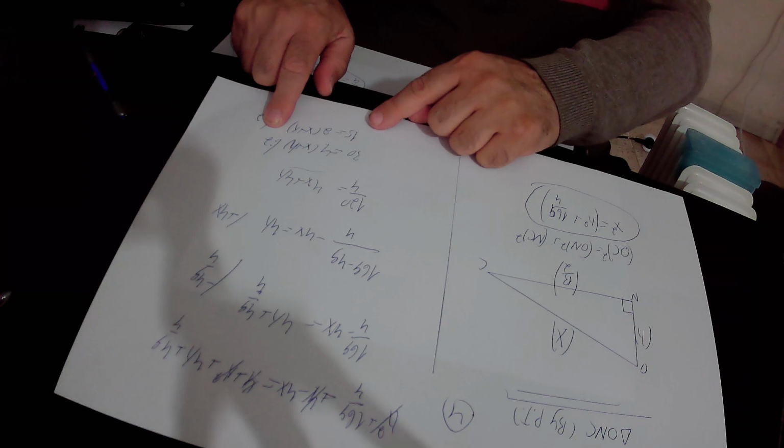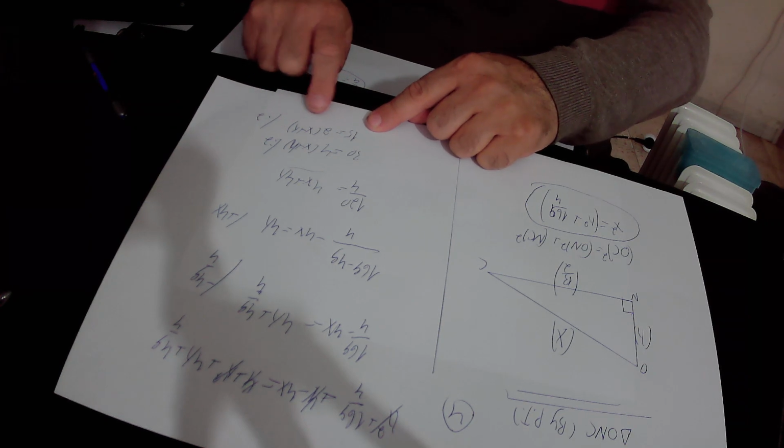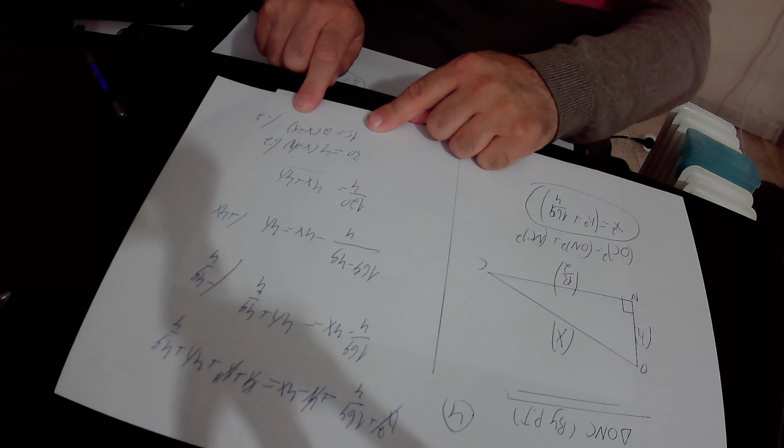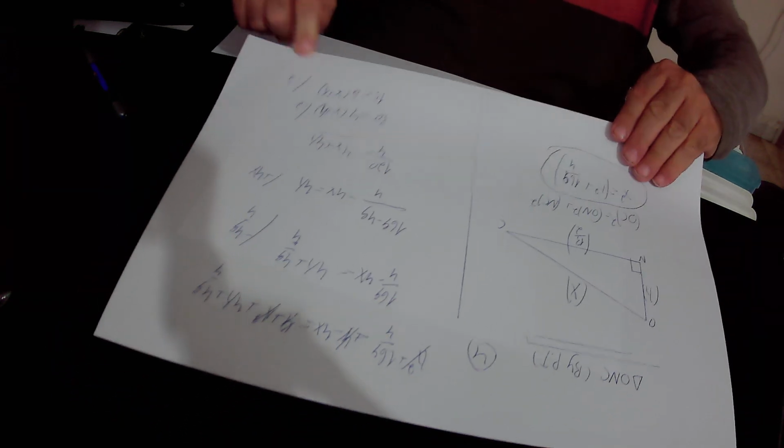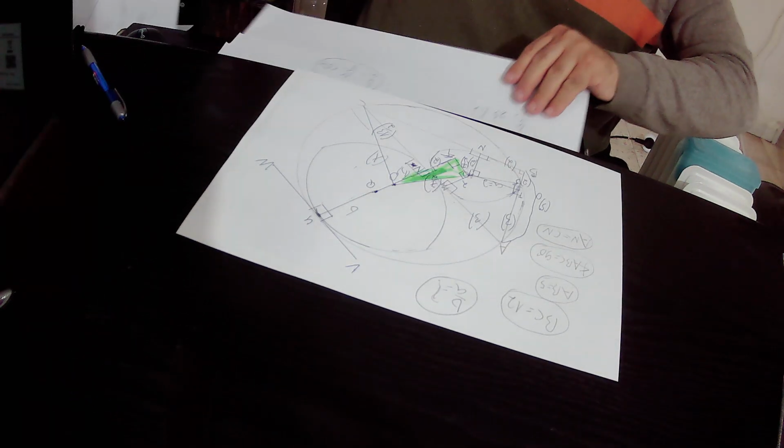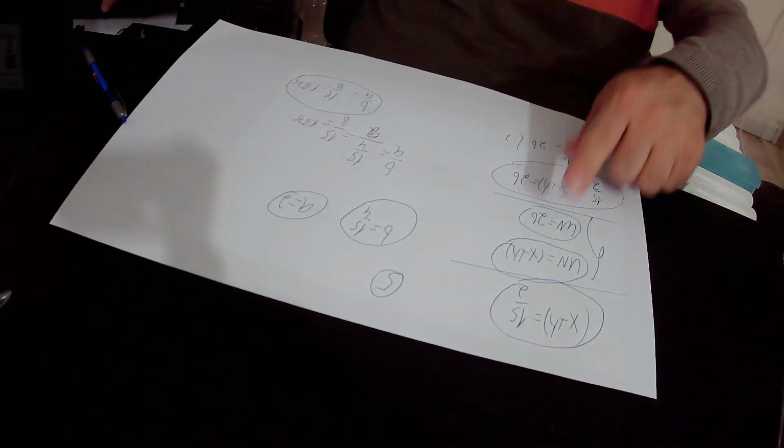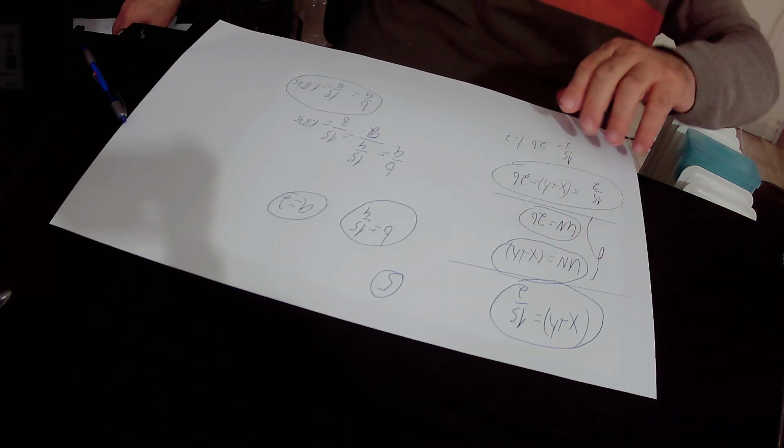120 over 4 is 30, so in total we found out that 30 equals 4 times (x plus h). We divided this equation by 2 and found out that 30 over 2 is 15, so 15 equals, 4 over 2 is 2, so 15 equals 2 times (x plus h). We divided this equation by 2 again and found out that x plus h equals 15 over 2.